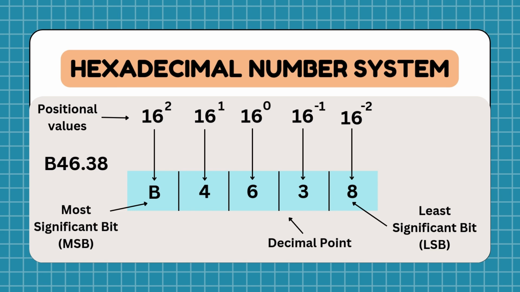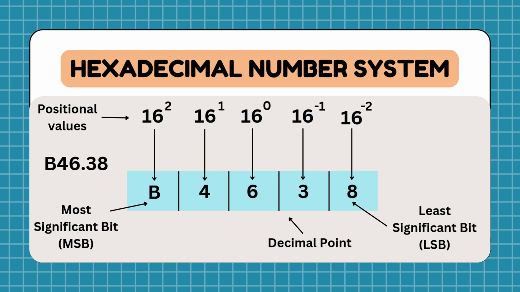In the hexadecimal system, each digit's position represents a power of 16. For instance, in the number B46.38, the B is in the 256th place, 16 squared, so its value is 2816, which is the product of 11 and 256, where B represents 11. This is the most significant bit. The 4 is in the 16's place, 16 to the power of 1, so its value is 64. The 6 is in the 1's place, 16 to the power of 0, so its value is 6.